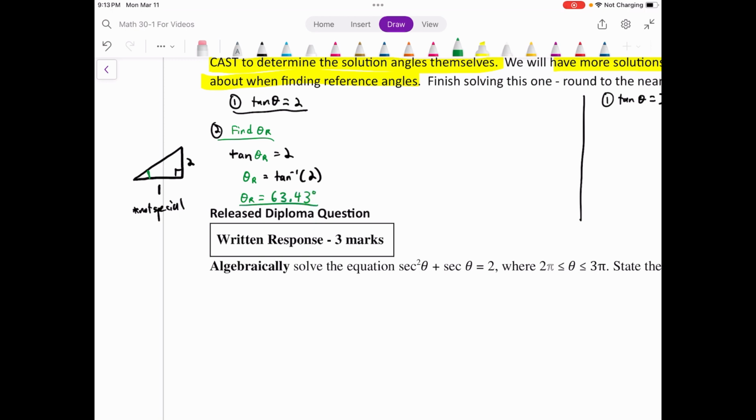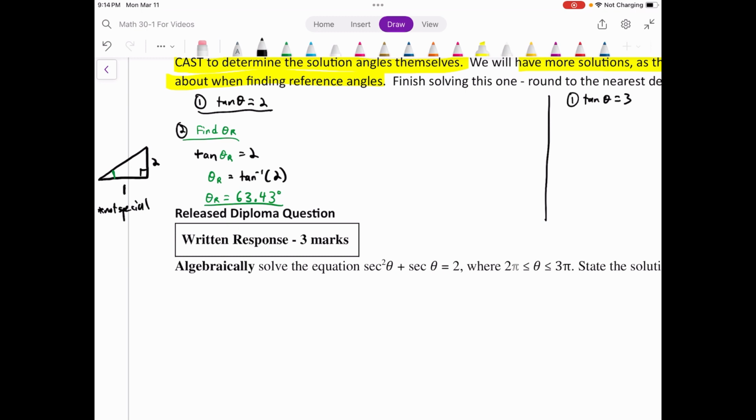That's our reference angle for when tan theta equals 2. So any angle that has a reference angle of 63.43 will have a tan ratio equivalent to 2 or negative 2, depending on which quadrants we're in, which leads us to our next step. Let's figure out what quadrants we are in.